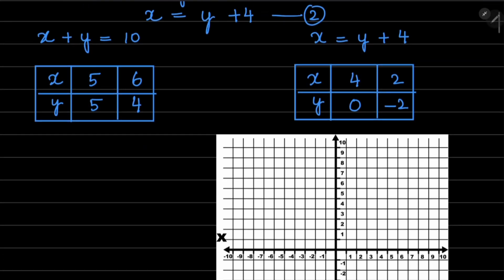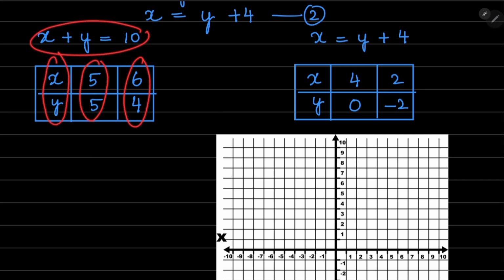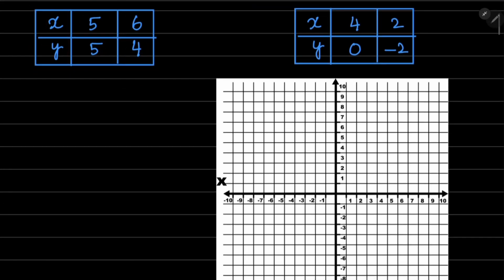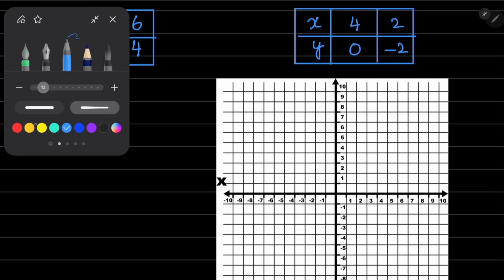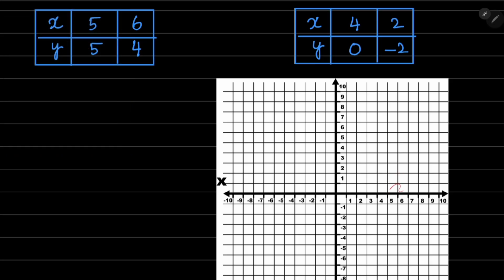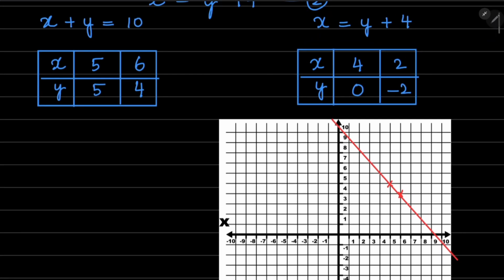Now let's draw it. For the first equation, the points are 5 comma 5 and 6 comma 4. It's always x comma y. Let's plot it. Let me change the color. 5 comma 5 is here, and 6 comma 4 is here. Let me draw a straight line joining the 2 points. So this is the straight line. Above that line, I have to write what equation is represented by that straight line. It is x plus y equal to 10. Write that equation as it is.